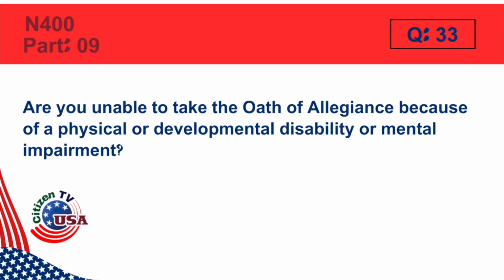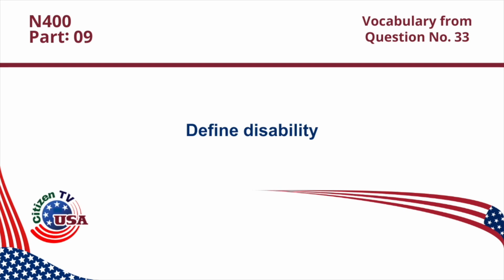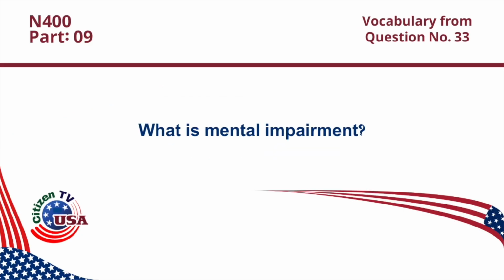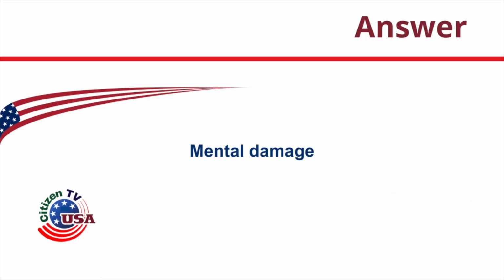Are you unable to take the oath of allegiance because of a physical or developmental disability or mental impairment? No. Define disability. Limitations of ability. What is mental impairment? Mental damage.